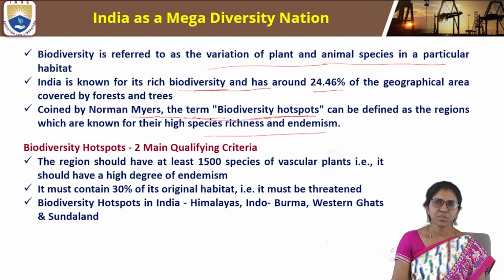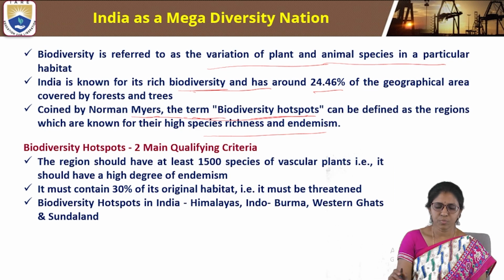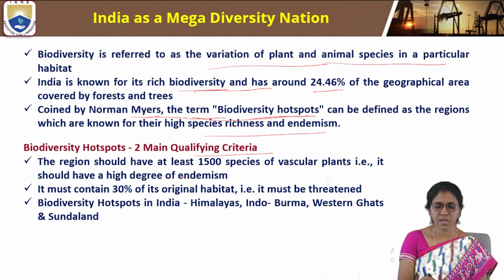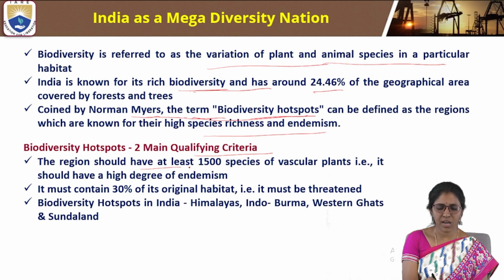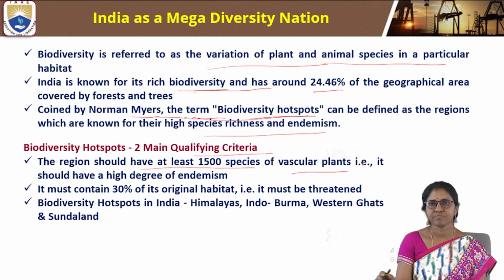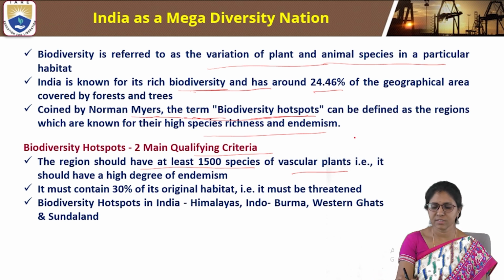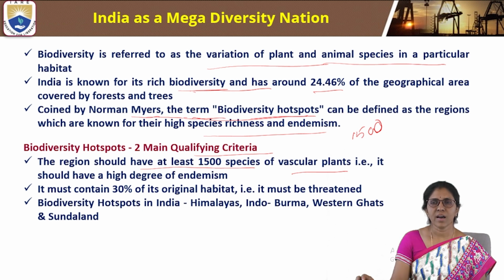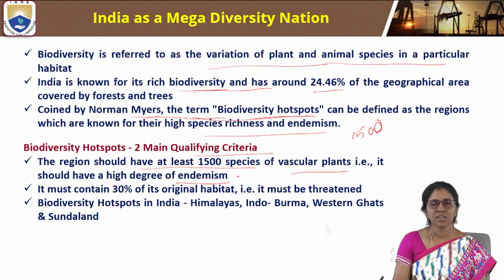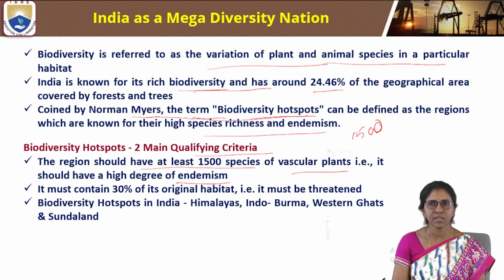For biodiversity hotspots, two main qualifying criteria are there. The biodiversity hotspot region should have at least 1500 species of vascular plants. It should also have a high degree of endemism.